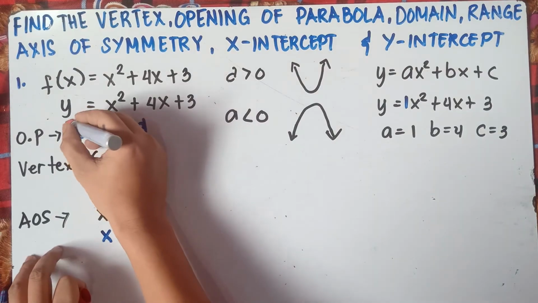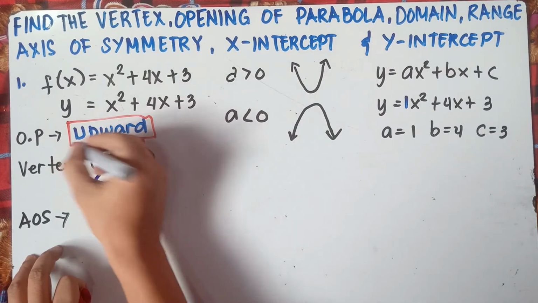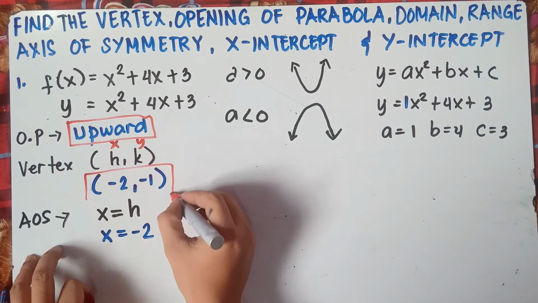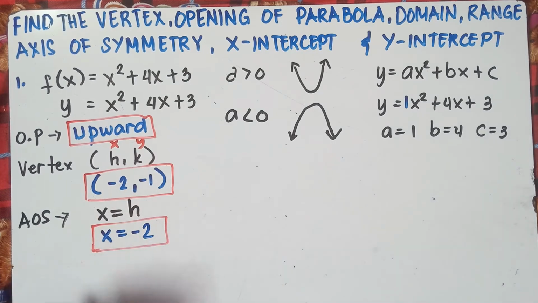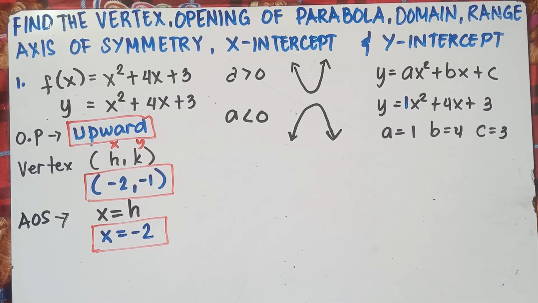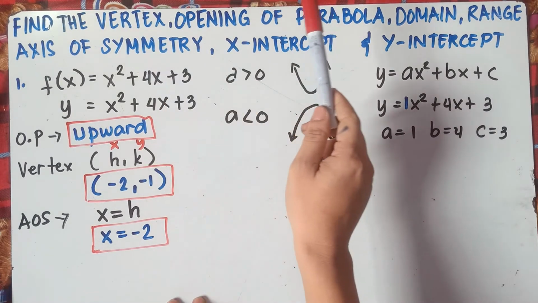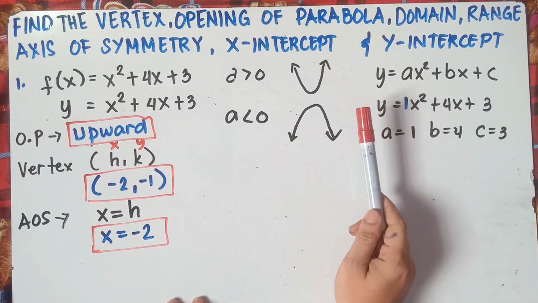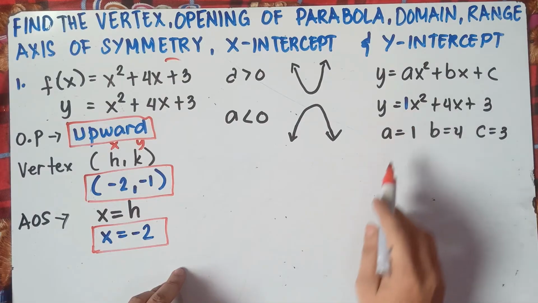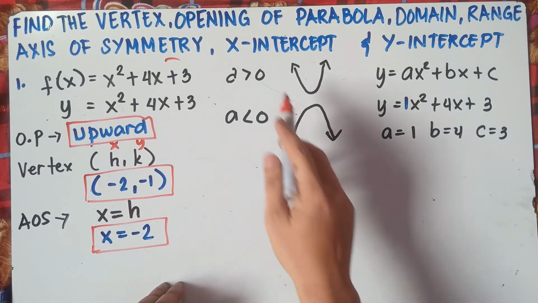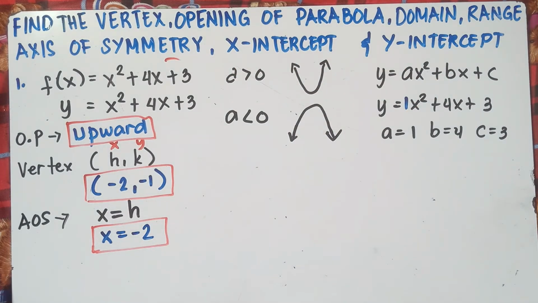So let me box our answer. We have upward, and we have negative 2 and negative 1 for the vertex. And this will be the answer for the axis of symmetry. Alright, so next step, we're done with the vertex, the opening of the parabola, and the axis of symmetry. To find the domain and range, we will get to that later on. Let's find first the x-intercept and the y-intercept.